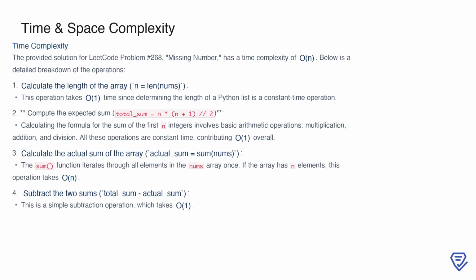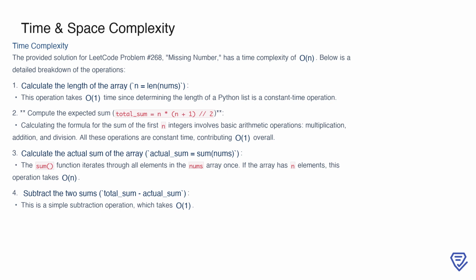The solution to LeetCode problem number 268, Missing Number, has a time complexity of O(n). Let's break this down step by step. First, calculating the length of the array using len(nums) takes constant time, or O(1), because determining the length of a list in Python is a simple operation. Next, computing the expected sum using the formula n * (n + 1) / 2 also takes O(1), as it relies on a few basic arithmetic operations, multiplication, addition, and division, all of which are constant time.